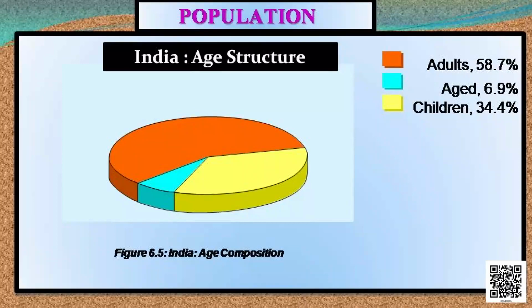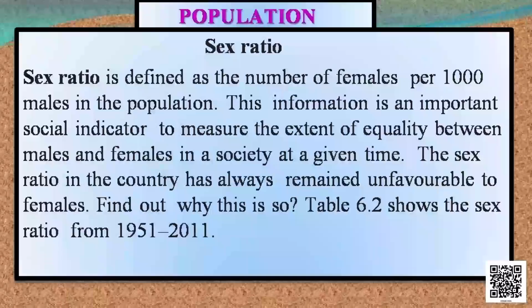The next important characteristic of the population is the sex ratio. Well, what do you mean by sex ratio? It is defined as the number of females per thousand males in the population. This information is an important social indicator to measure the extent of equality between males and females in a society at a given time. The sex ratio in the country has always remained unfavorable to females.